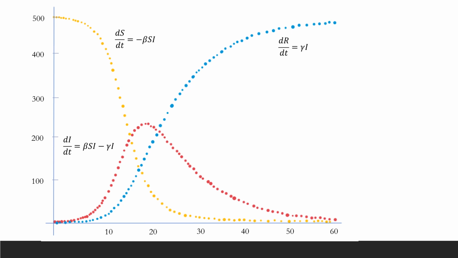In the meantime, we can have a look at the blue curve, which shows the recovered people. Initially the number was 0 and it gradually goes up as people transition from S to I to R.